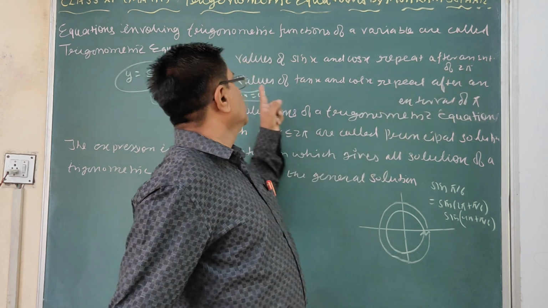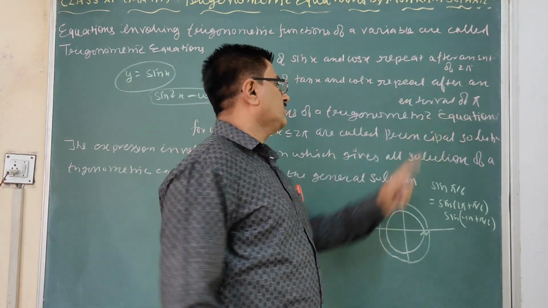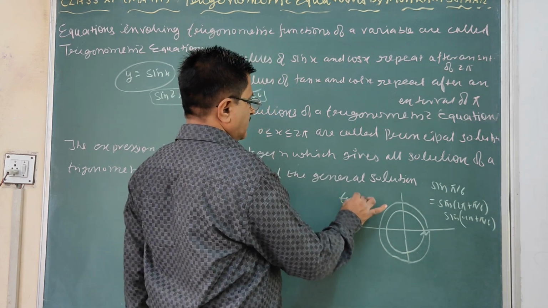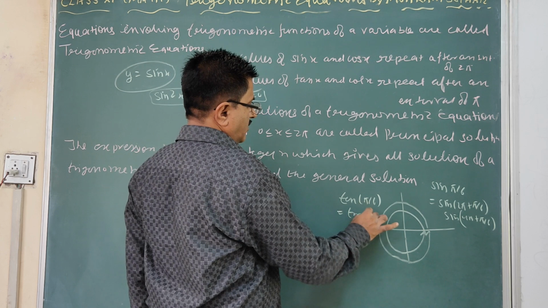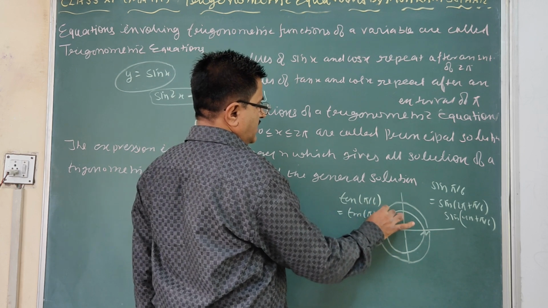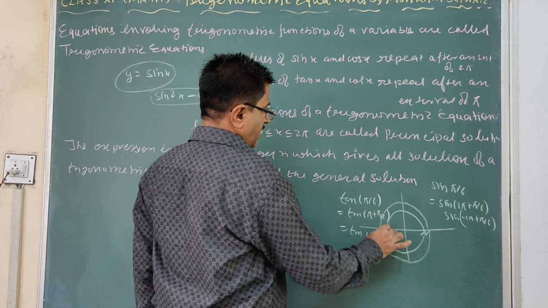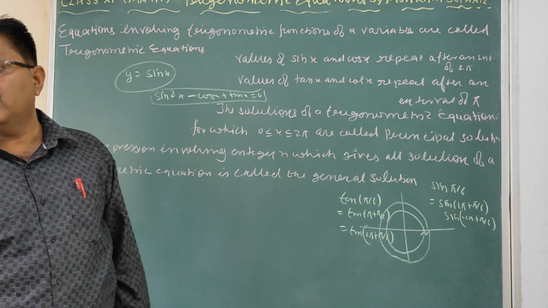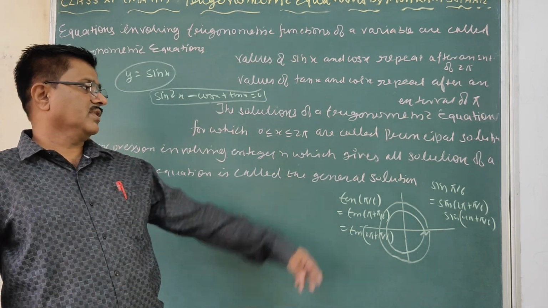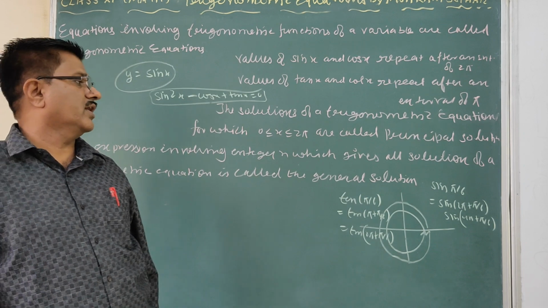That's why we say the values of sin x and cos x repeat after an interval of 2 pi, but the values of tan x and cot x repeat after an interval of pi. So you can say the value of tan pi by 6 is equal to the value of tan pi plus pi by 6, or the value of tan 2 pi plus pi by 6, all are equal. So for tan and cot, the values repeat after an interval of pi, which you also have to take notice of.